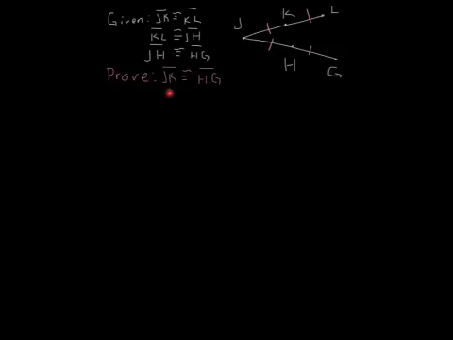They want us to prove that JK is congruent to HG. Well, looking at my picture here, I've got JK is congruent to HG, and you might be thinking, well, they're all congruent to each other, so isn't that obvious?